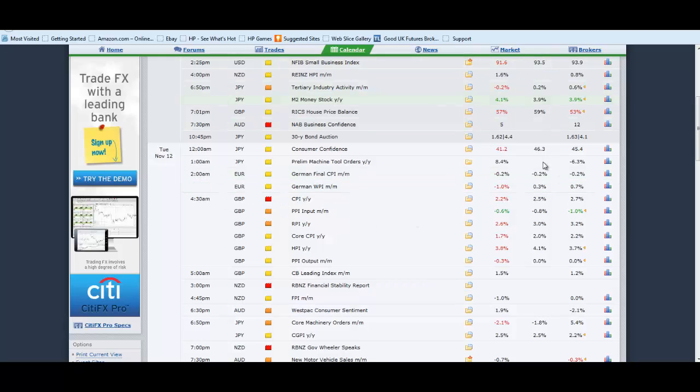We have the actual was 2.2 percentage points, and the forecast was 2.5%. We had a decrease in the consumer price index of 0.3 percentage points. What does that mean?